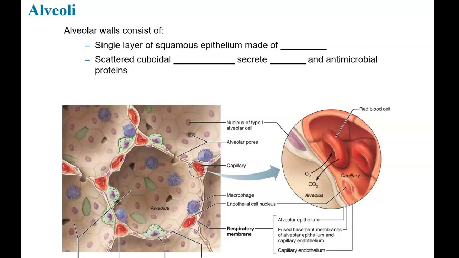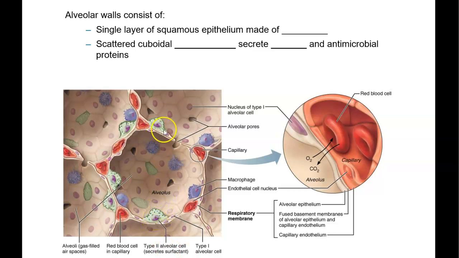So the alveolar wall consists of a single layer of squamous epithelial cells that are made up of type 1 alveolar cells. So that's the vast majority of the alveolar sacs. And then there's the scattered cuboidal cells, which are not as common. And these are type 2 alveolar cells. So if I move this slightly down, you can see these are the type 2 cells. Most of them are type 1. But the type 2 cells are the ones that secrete a substance called surfactant, and also antimicrobial proteins. The surfactant is there to reduce the surface tension of the water surrounding the alveoli, and it prevents them from collapsing on themselves.